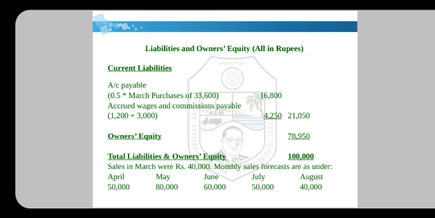So forecasted sales for April is 50,000 rupees. For May it is 80,000 rupees. For June it is 60,000 rupees. For July it is 50,000 rupees, and for August it is 40,000 rupees. So these are the forecasted sales for the months April through August.